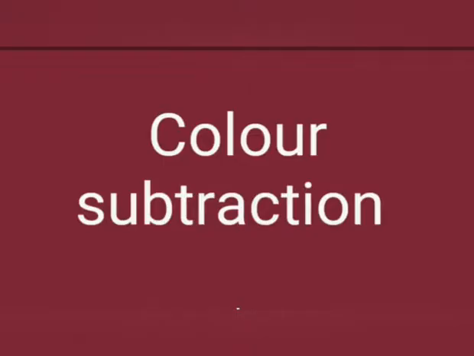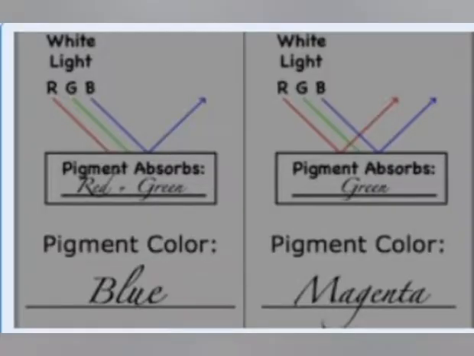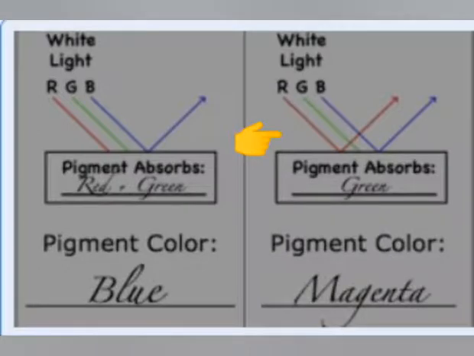Color subtraction. Pigments are certain chemicals that are capable of absorbing a particular light. Such pigments work on the principle of color subtraction. So, what is color subtraction? Color subtraction means to reflect or absorb a particular color of light in the presence of other colors of light. For example, a shirt is made up of material that is capable of absorbing green light.